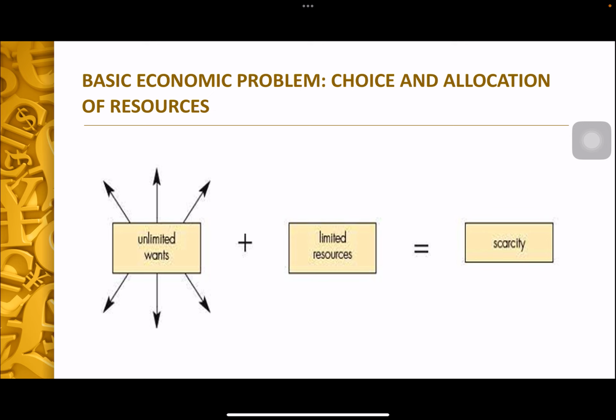The problem arises because we have unlimited wants and very limited means, that means resources. When unlimited wants are greater than the available resources, then we can say there is scarcity.